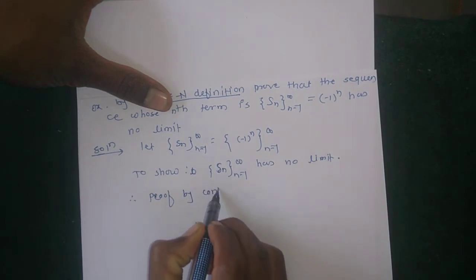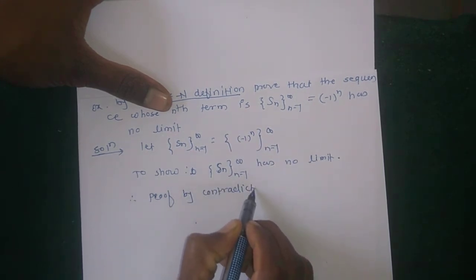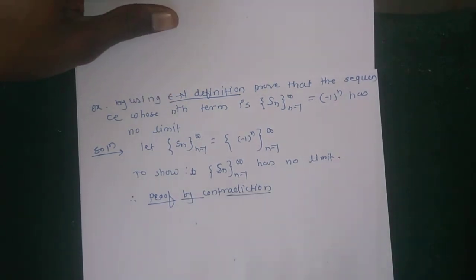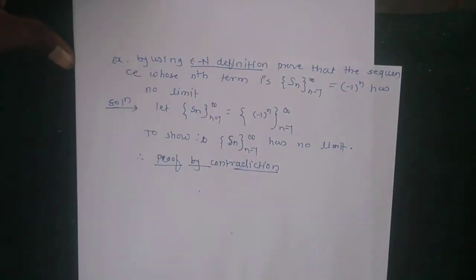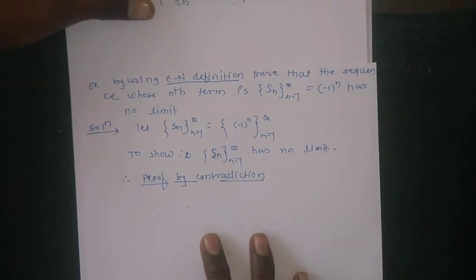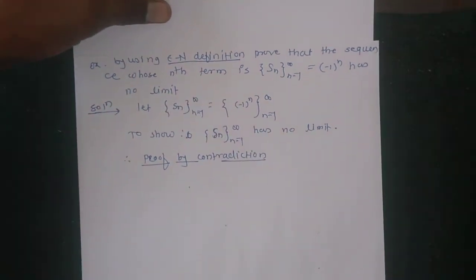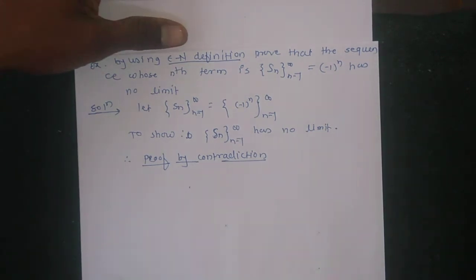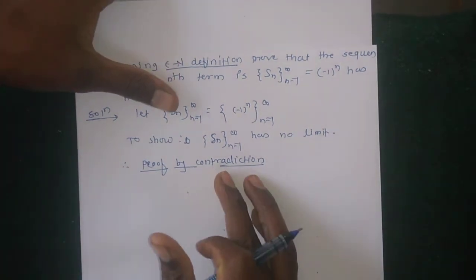Proof by contradiction means to suppose that the given sequence has a limit, and to show that lastly we get a contradiction to our assumption. Okay, so proof by contradiction.